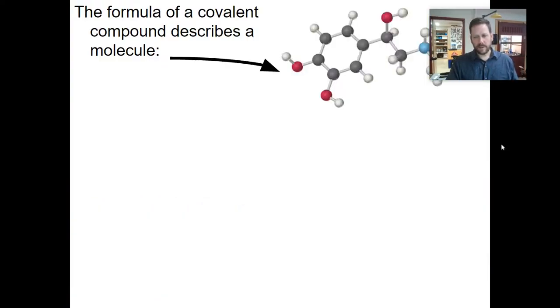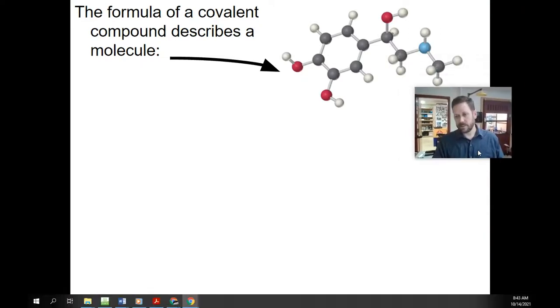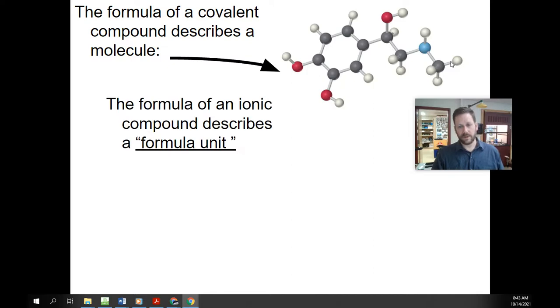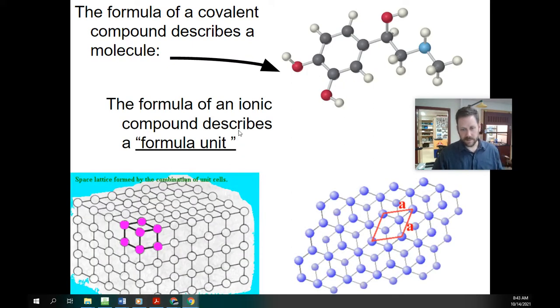When we talk about a covalently bonded substance, we're usually talking about something which is molecular. But those two terms aren't really synonymous. It's possible for covalently bonded substances to not be molecular. If it is a molecular substance, then the formula describes a molecule. But if it's an ionic substance, then the formula really describes a formula unit.